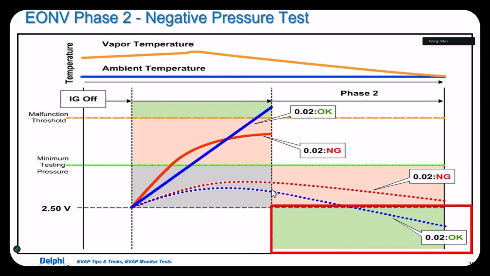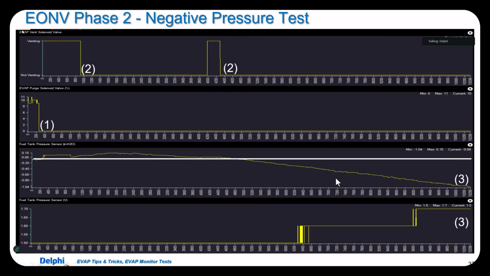We let it sit and cool. If we can pull it down below 1 inch of water column, again, that system's going to pass. If it cools down, but it stays above that 1 inch of water column, it's going to fail for a small leak. So it's an either-or scenario. The way that would look is, here you go.